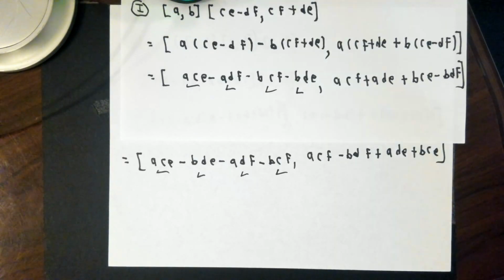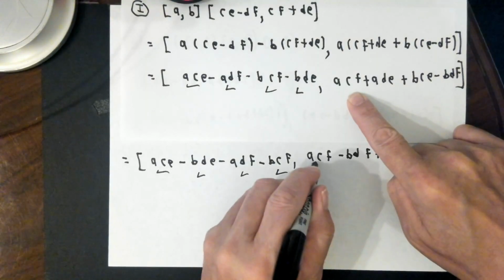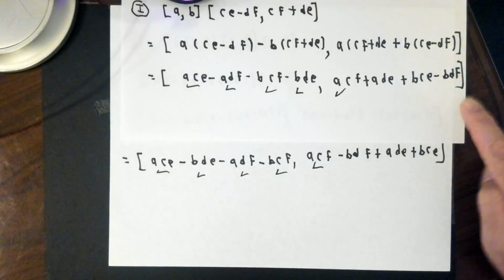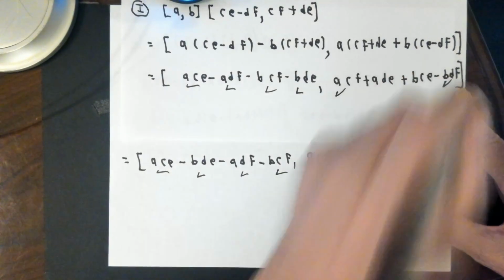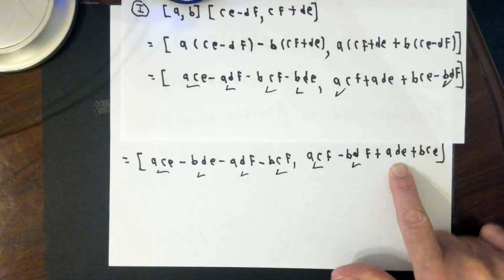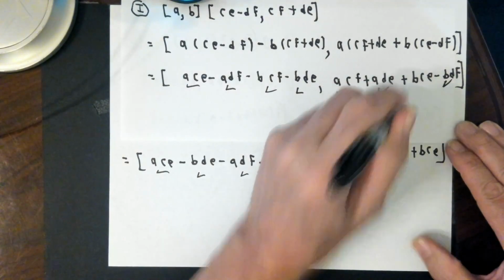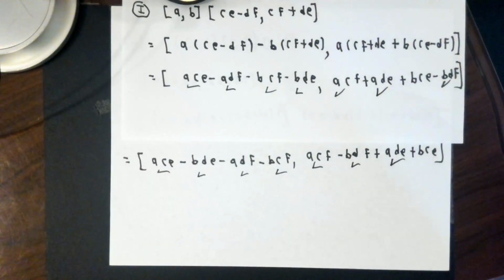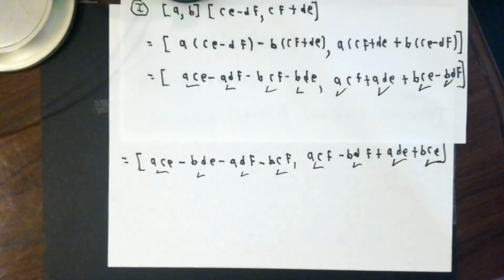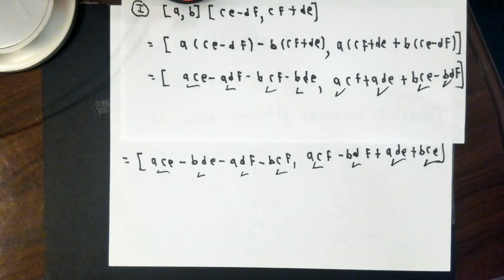Meanwhile, in the second position, ACF and ACF, minus B times D times F, minus B times D times F, plus A times D times E, plus B times C times E. The left-hand side of that equation is always equal to the right-hand side, so multiplication is associative.